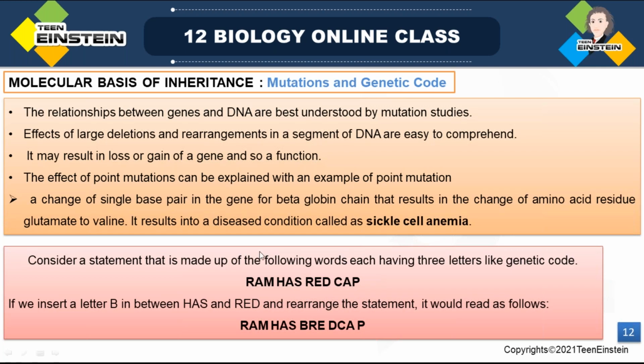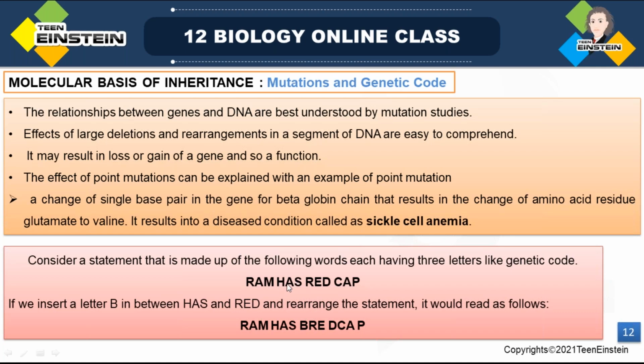So in a codon, mutation happens, like addition or deletion. Some base pair is getting added or it is getting deleted. In this case, imagine we are inserting a letter. Then after rearrangement, how can we read? We are inserting a letter B between HAS and RED. RAM is correct.